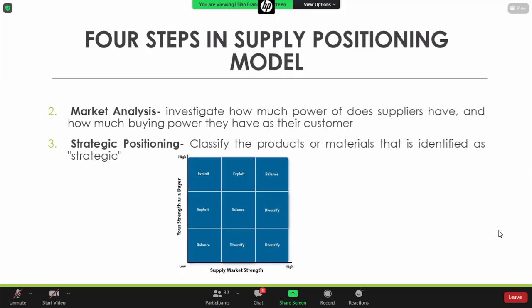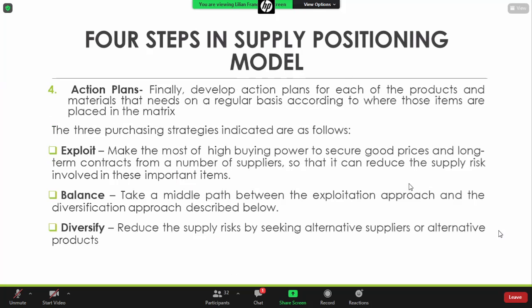Simply enter each item in the purchasing portfolio matrix. That will give you 3 strategies: you are either going to exploit, or balance with suppliers. Next, your strategy when you are dealing with them, or you are going to diversify as a strategy. So, ang ibig sabihin nung exploit, balance, and diversity is nasa action plans, which is step 4. Finally, develop action plans for each of the products and materials that you need on a regular basis according to where those items are placed in the matrix.